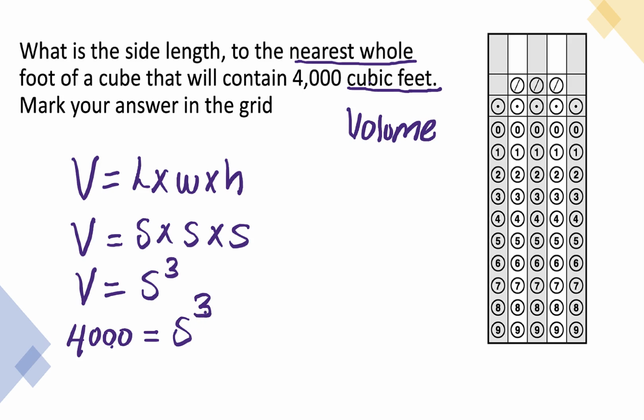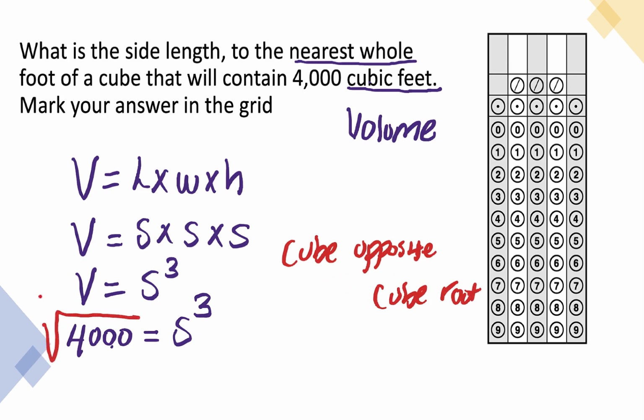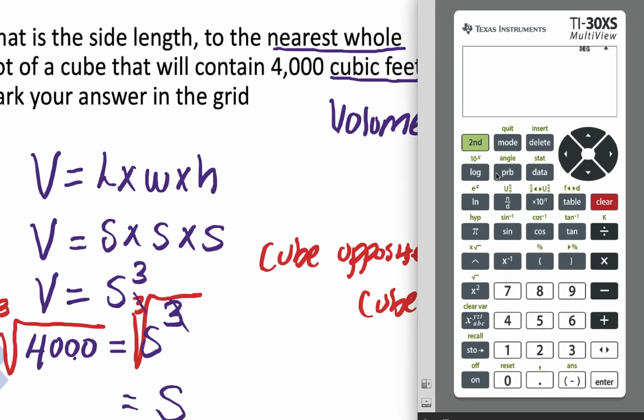And to do that, we're going to have to get rid of this cube. In order to get rid of a cube, you need the opposite. The opposite of a cube is the cube root. So the opposite of an exponent is root. So we're going to have to take the cube root of both sides. That cube root is going to cancel here and here, which gives you s. So I want the cube root.